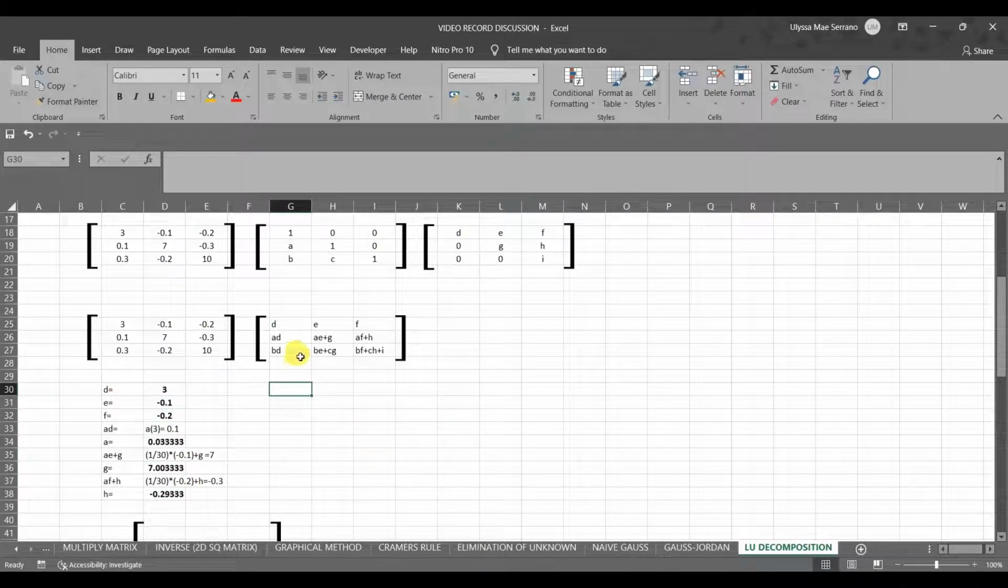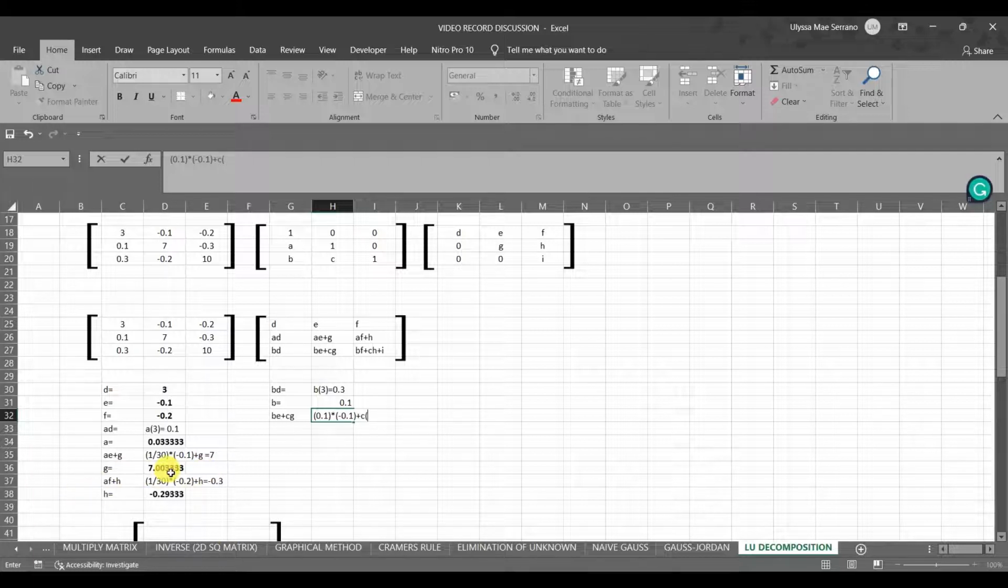So for BD, the value of B is still unknown, so B multiplied by D, which is 3, and we know that BD is equal to 0.3. So we will be able to find the value of B, which is 0.3 divided by 3, and we have here the value 0.1. So for BE plus CG, the value of B is 0.1 multiplied by E, the value of E is negative 0.1, plus the value of C, which is unknown, and we have the value of G.